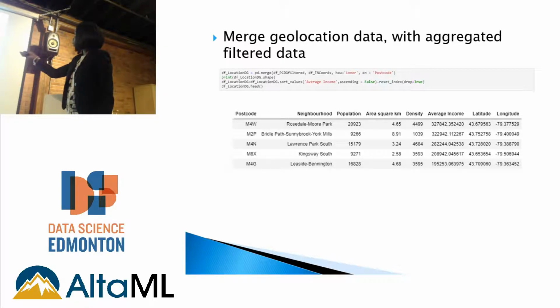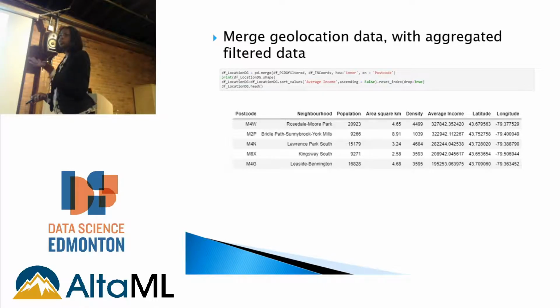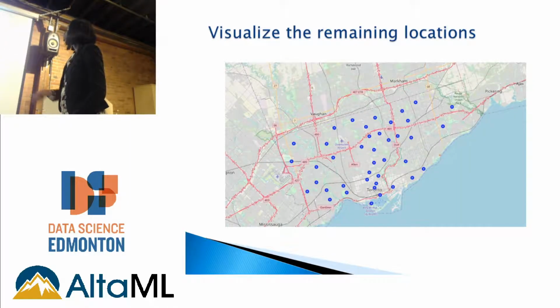Using this latitude and longitude, you can also visualize them on a map, like you see where those locations are in Toronto, right here. This was done using Folium, and those markers for different locations were superimposed here.